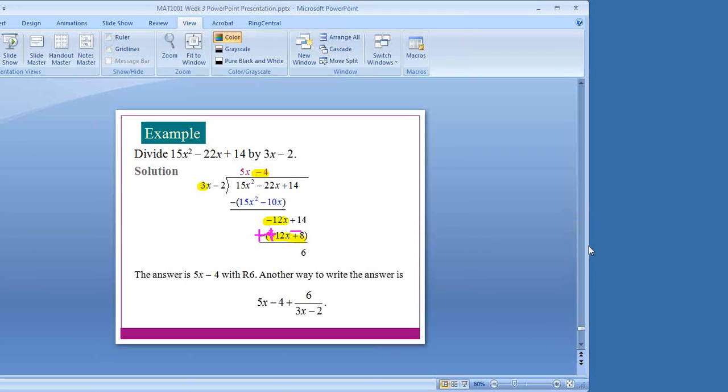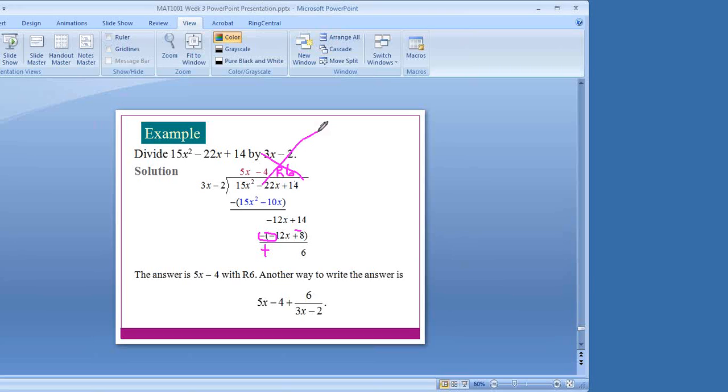So I'm just going to erase that just to show you what I mean. Okay, that minus right there, that's a big plus. So negative 12x plus 12x is 0. Good, that's why I picked it. 14 minus 8 is 6. What I don't want you to do is write 5x minus 4 remainder 6. I'm going to cross that out because that is not what you need to do.